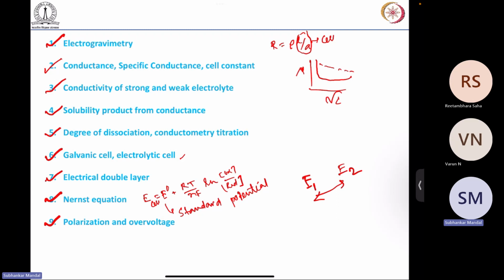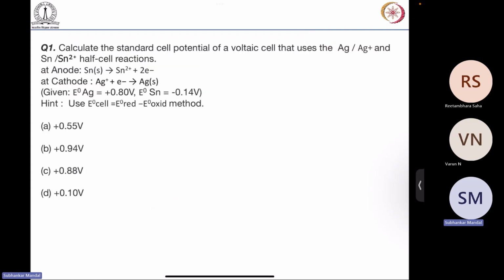Now we will discuss some of the assignment questions from the previous year. Along with that, I have added some extra questions which are more important for understanding the topics we have learned this week. So let's start with this problem.